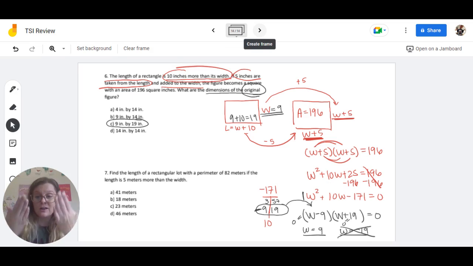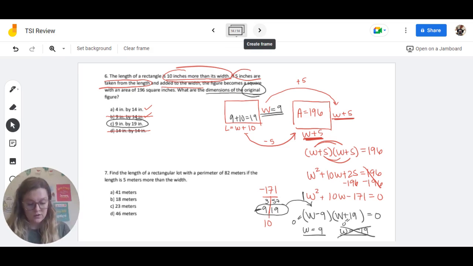So in our answer choices, we can get rid of everything that does not have a difference of 10. So 14 minus 4 is 10, so that's okay. Not 14 minus 9, that's not a difference of 10. So that answer choice is already out. And same thing here, 14 by 14, that answer choice is also out because there's not a difference of 10. One is not 10 inches more than the width. So already I have a 50-50 shot. Well, here's your other option.